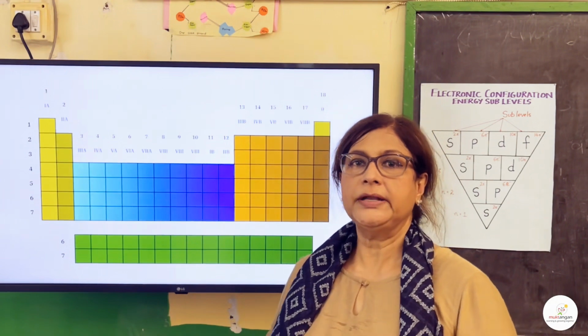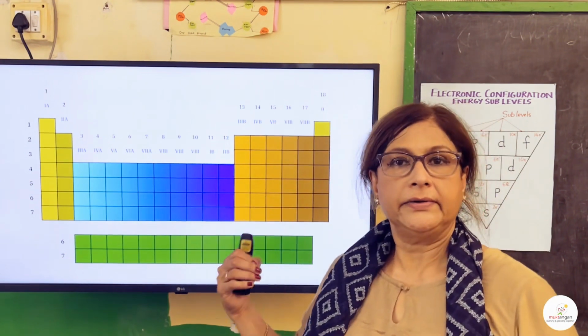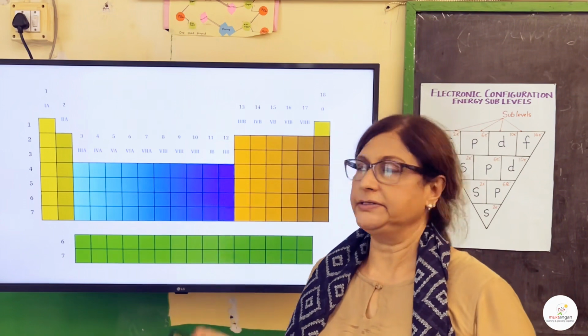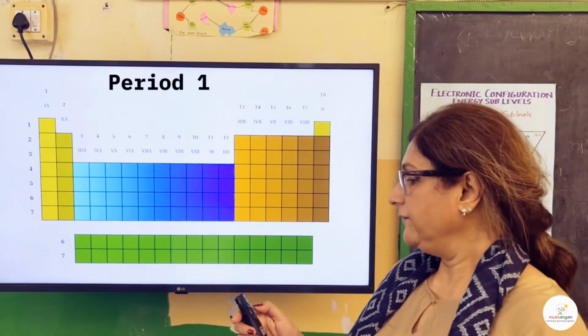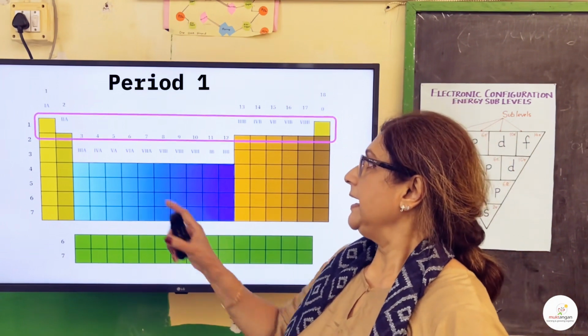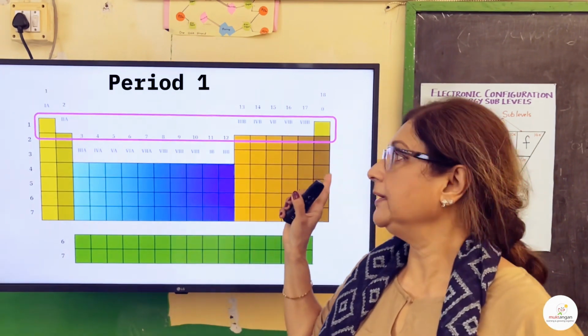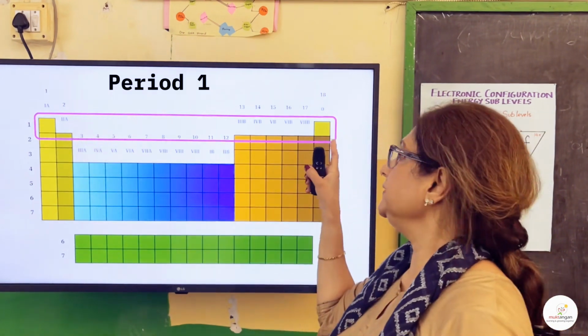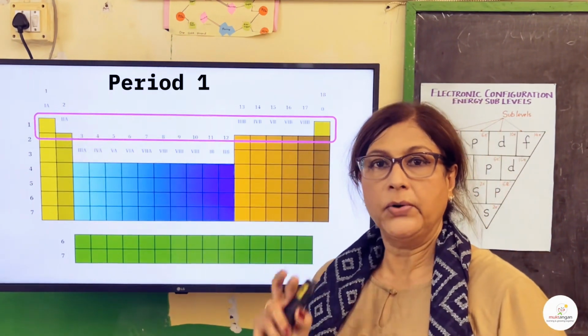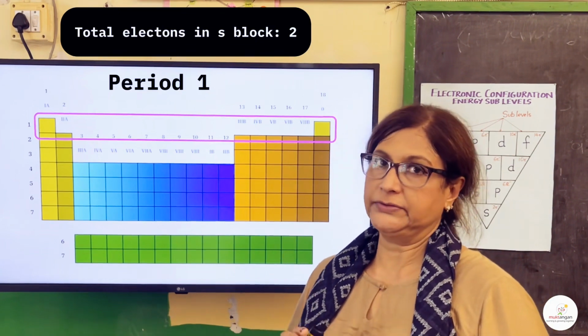Okay, now let's look into the relation between electron configuration and the periodic table. And we will go one period at a time. So if we look at period 1, it has only the S block. And how many electrons can it hold? 1 and 2. So the S block can hold a maximum of 2 electrons.